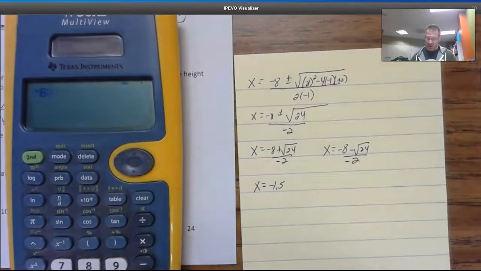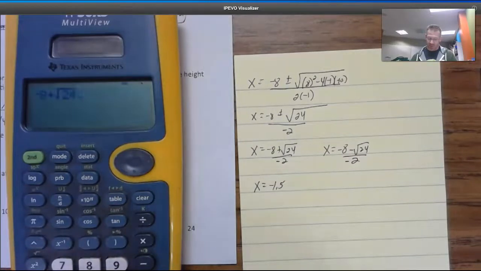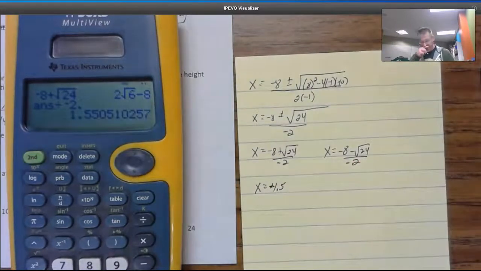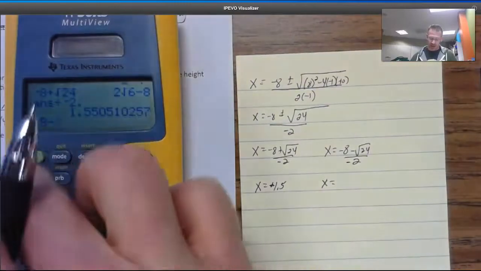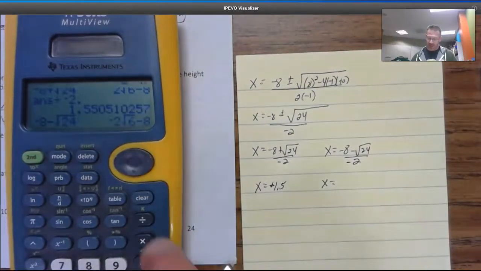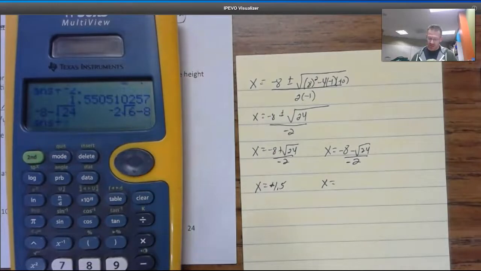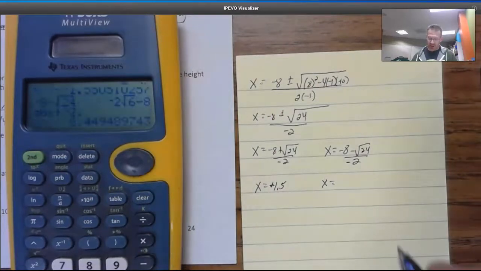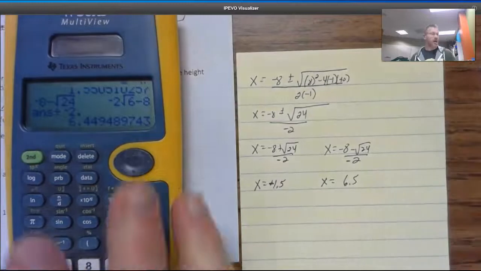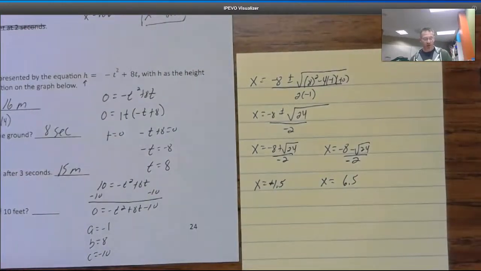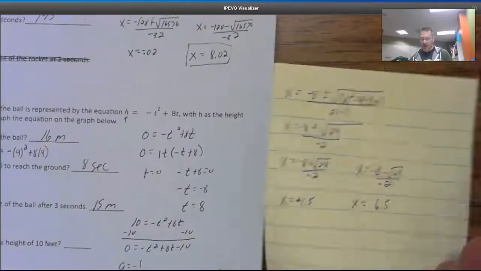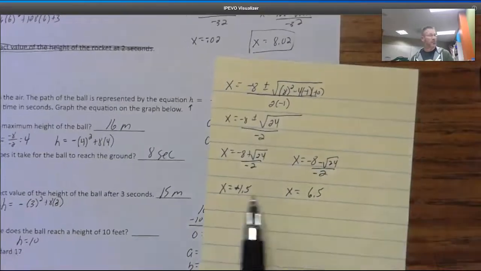So -8 plus the square root of 24, and divide by -2, and that gives me a positive 1.5. Then x equals -8 minus the square root of 24, and I'm going to divide that by -2, and I get 6.5. So notice my solutions here. It asks, at what time does the ball reach a height of 10 feet? I'll move this over, and notice we get two answers here.